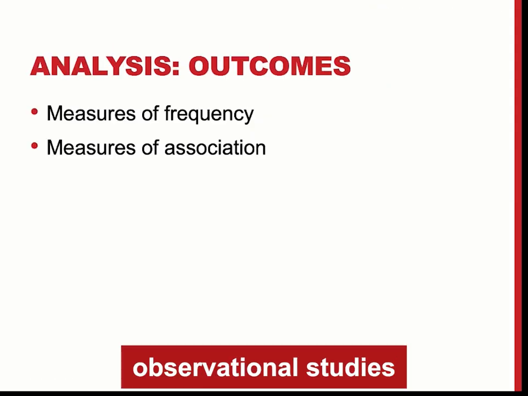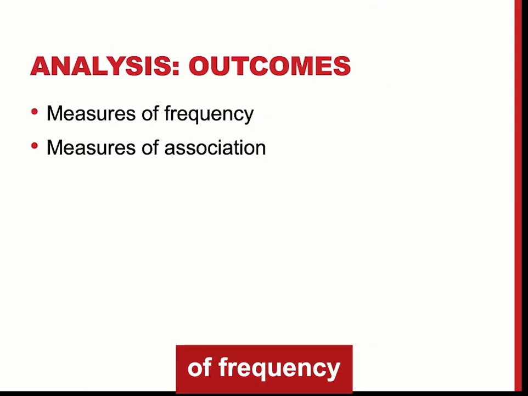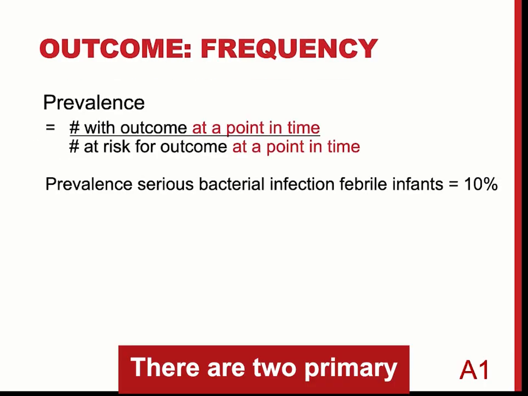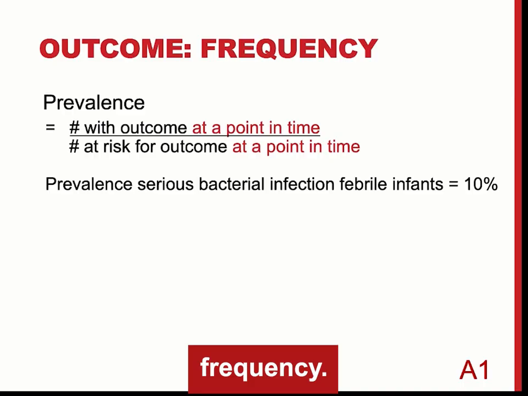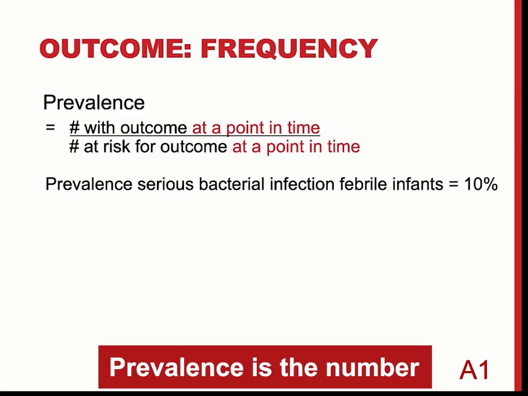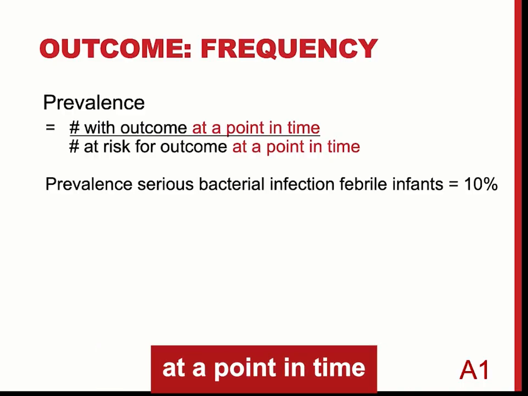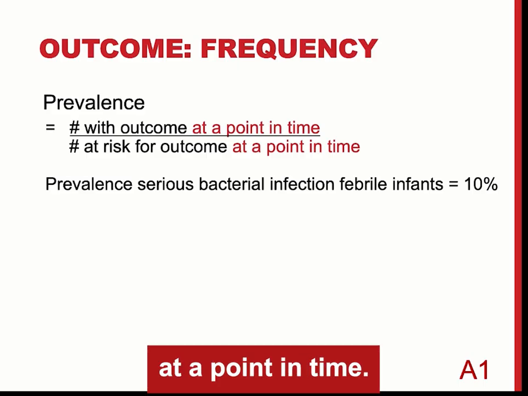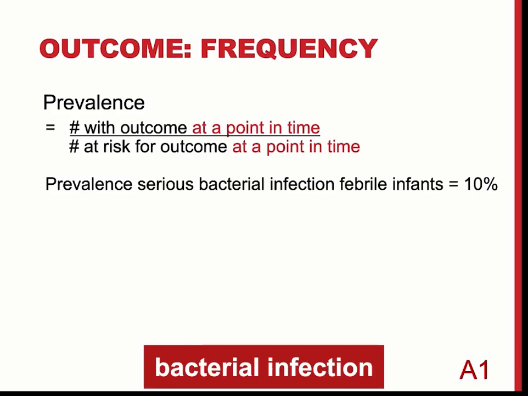The analysis of observational studies results in a measure of frequency and a measure of association. There are two primary measures of risk frequency. Prevalence is the number with the outcome at a point in time divided by the number at risk for the outcome at a point in time. For example, the prevalence of serious bacterial infection in febrile infants is 10%.